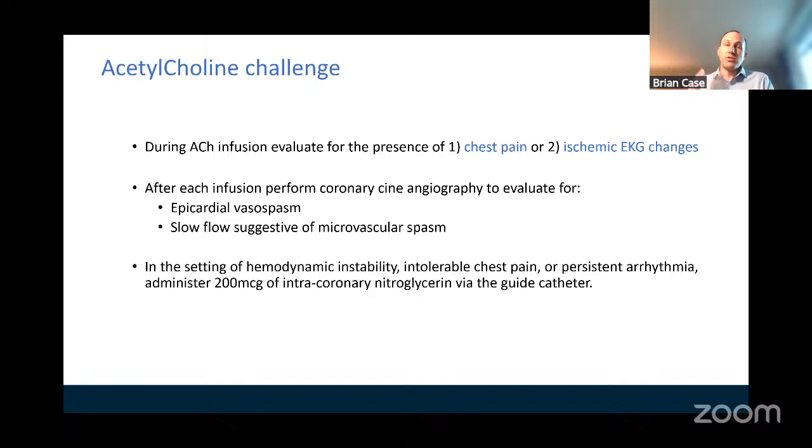So when I do my cases, I always tell the nurses to have IV fluids hung and ready, atropine in the room, and then I have 10 cc's of nitro sitting right on top of my guide, ready to go to give IC to reverse any spasm that might occur for the patient. And of course, they're going to be on monitors and the Zoll pads and all those other standard things in the cath lab.